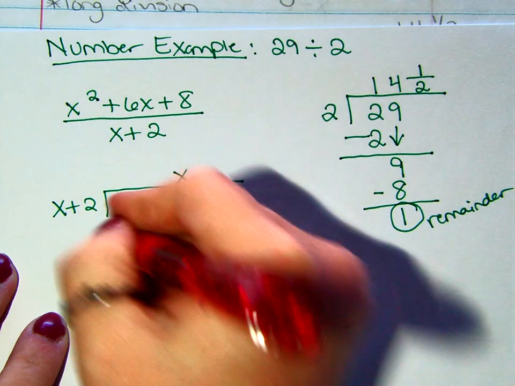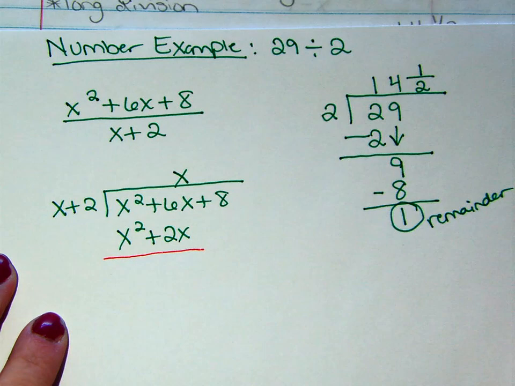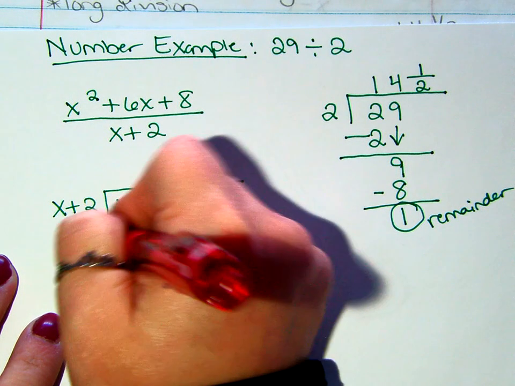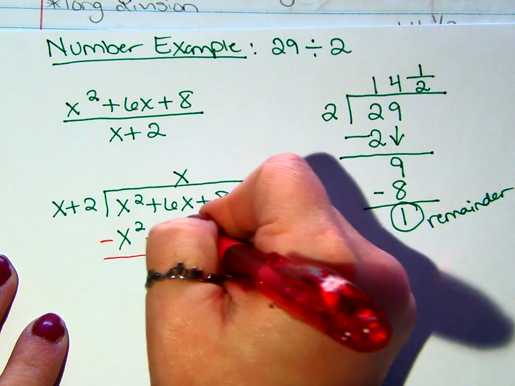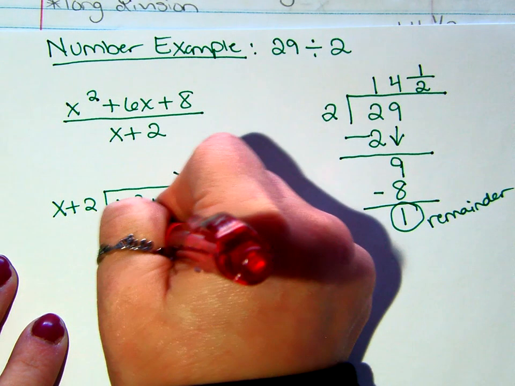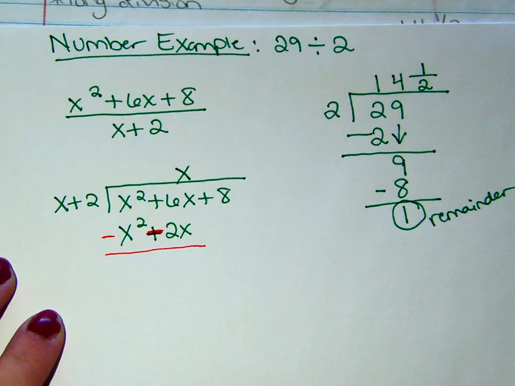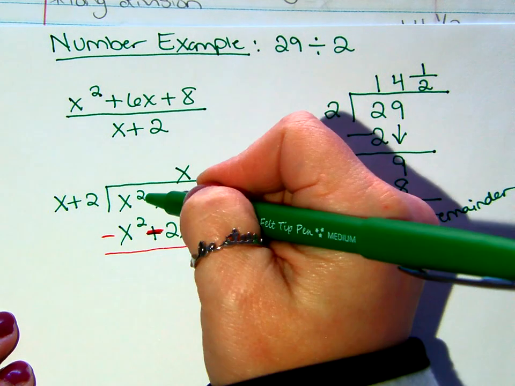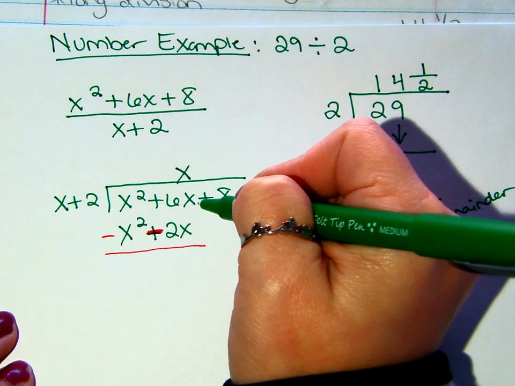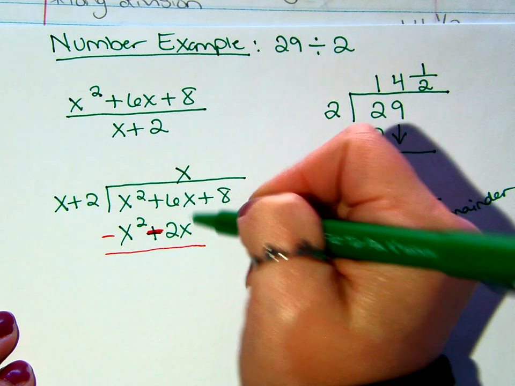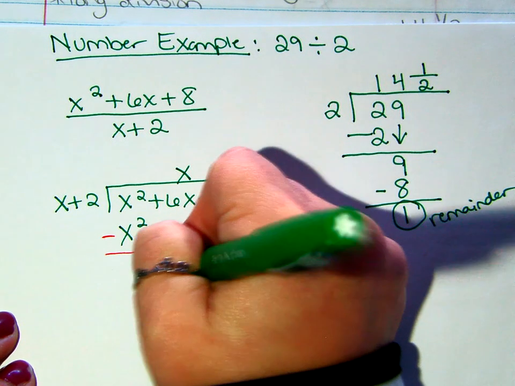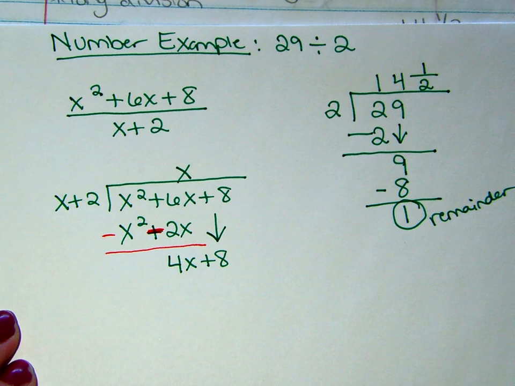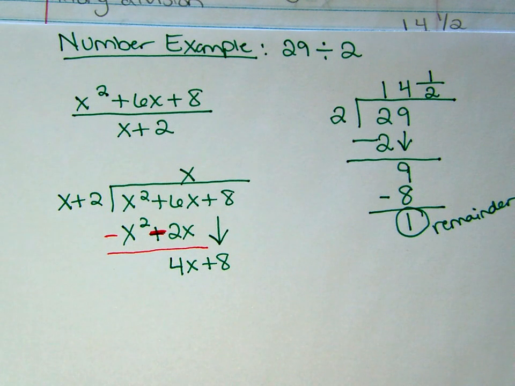Then you draw your line, and you're going to change your signs. So it was a plus x squared, so that becomes a minus, and it was a plus 2x, so this becomes a minus as well. Try to make that as bold as I can there. So our x squareds go away, and then our next term we have 6x minus 2x, giving me a 4x, and then I bring down the plus 8. You keep bringing down your terms until you run out of terms, is what ends up happening.